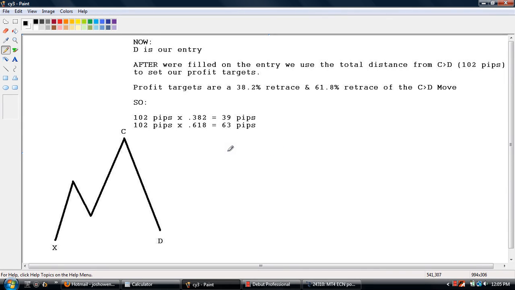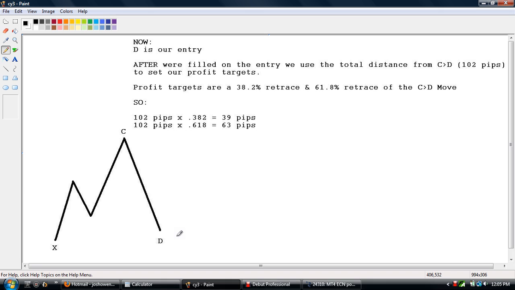Okay, Papa, this is the third and final video, and we've started out identifying the X to A, and A to B is the retrace, C is the extension in this bullish move. And in our last video, we talked about how we found our entry here at D based on the distance from X to C, which is a 78.6 retrace of X to C gives us our D entry.